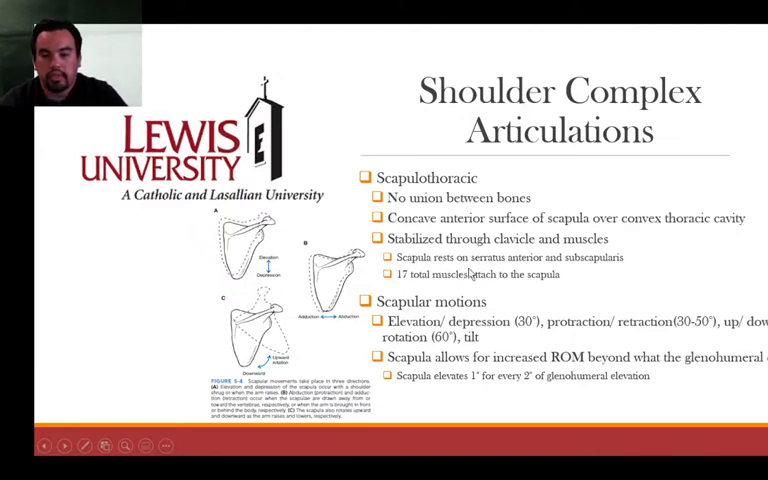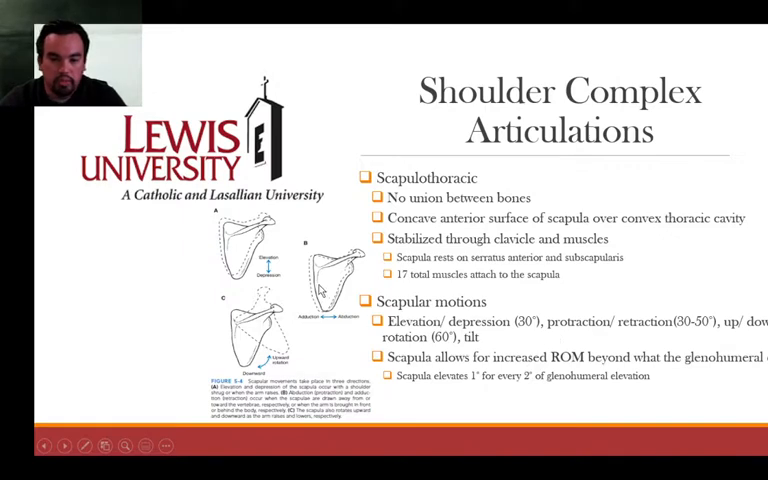The scapula rests on the serratus anterior and the subscapularis, and a total of 17 muscles actually attach to the scapula. You can see here the motions of it. We have elevation and depression, and that is about 30 degrees of movement. We have protraction and retraction, which is 30 to 50 degrees of movement. Then you have up and down rotation, about 60 degrees, right? So our rotation here is 60 degrees.